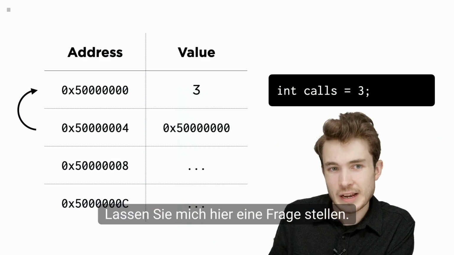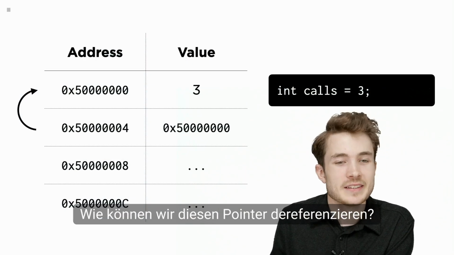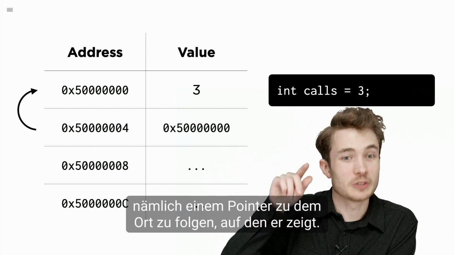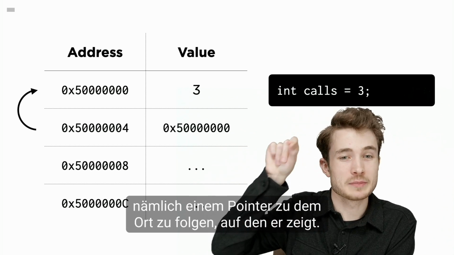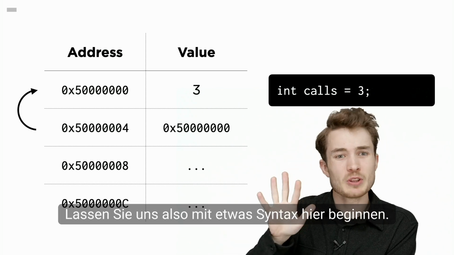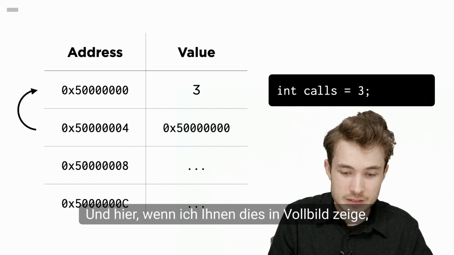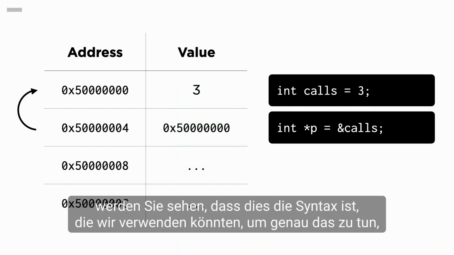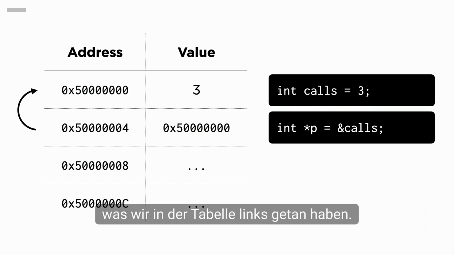Actually, an interesting question here: how can we dereference this pointer? It's a good vocabulary word we learned in lecture, which is to go follow a pointer to the place it is pointing to. So let's begin with a bit of syntax here. And here, if I show you this in full screen, you'll see that this is the syntax we could use to do exactly what we did on the table on the left.